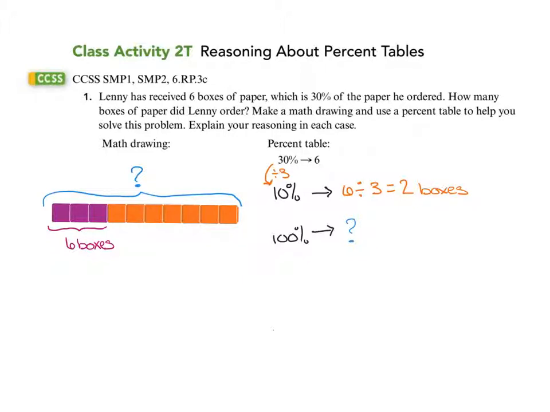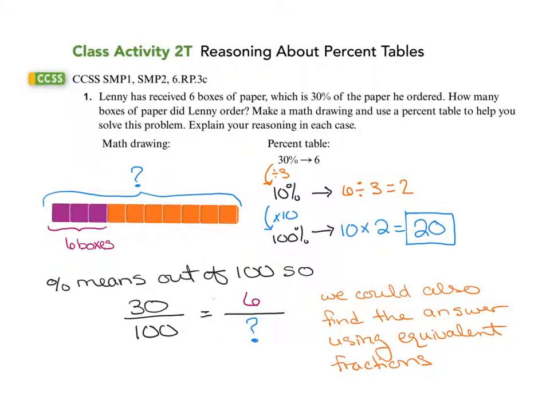Next we want to try to figure out what the whole is, or 100%. So we think about to go from 10% to 100%, we would multiply by 10. So we're going to take our answer for 10% and multiply by 10. As you can see, we have 100% is equal to 10 times 2, or 20. So the 100%, or the total number of boxes, would be 20 boxes.